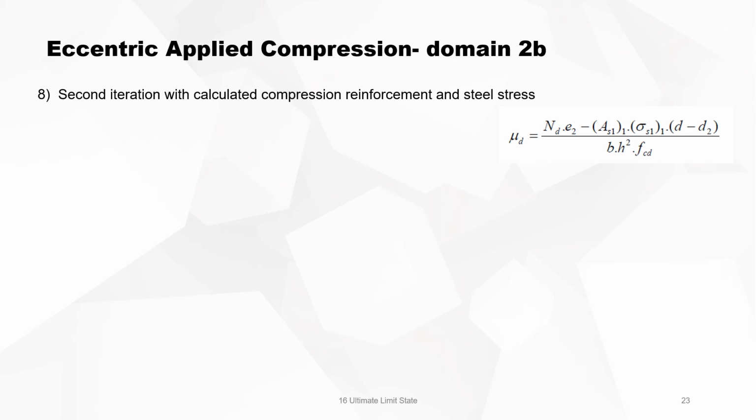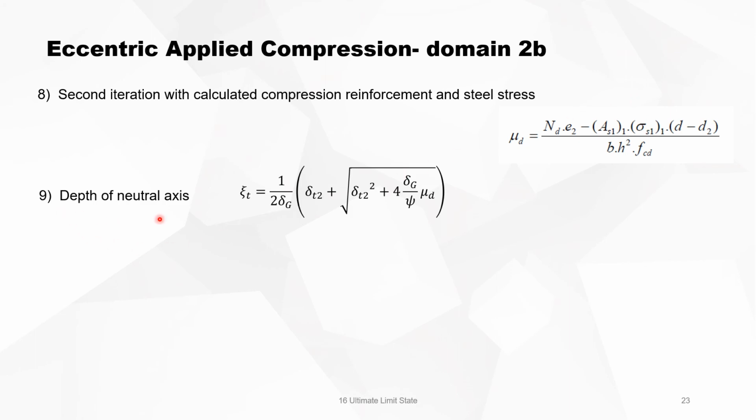Now we are going to do a second iteration. But the second iteration, we do that with the calculated compression reinforcement and with the calculated steel stress. So the first iteration was NdE2 divided by BH squared FCD. But now we subtract a term of that because we know now what is the AS1 that we just calculated in the first iteration and what is sigma S1 in the first iteration.